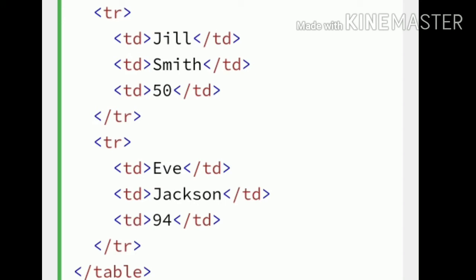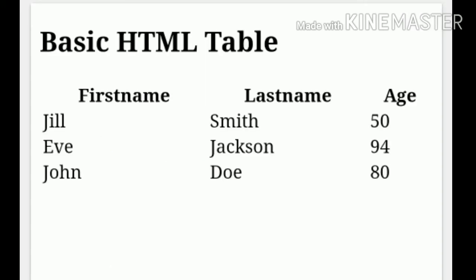Okay, first name, last name, and age. You have three columns. First name, last name, and age. The information is displayed. First name is Jill, second name is Smith, the age is 50. The second one is Eve, so first name is Eve, second name is Jackson, age is 94. And the third one is John Doe. First name is John, last name is Doe, and age is 80. This way the table is executed.